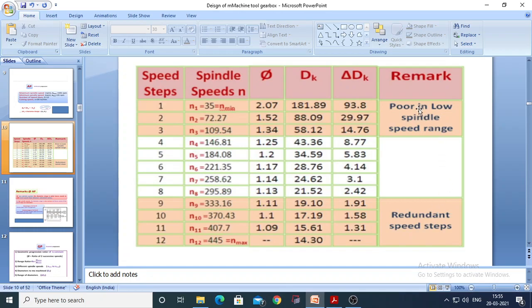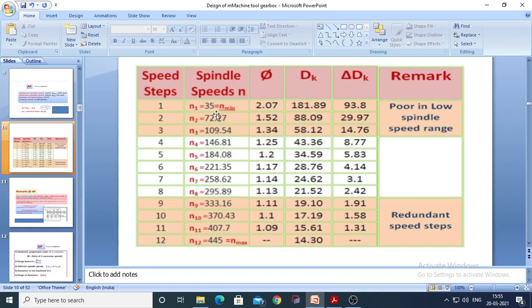That's why the remark is that this law is poor in the low spindle speed range. In a similar way we want to check the geometric progression ratio. All of you getting?